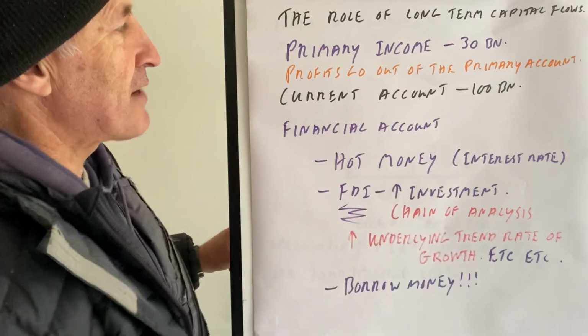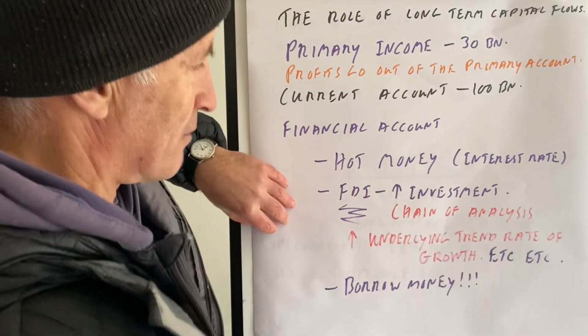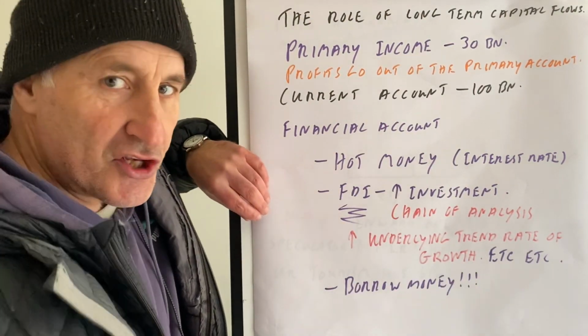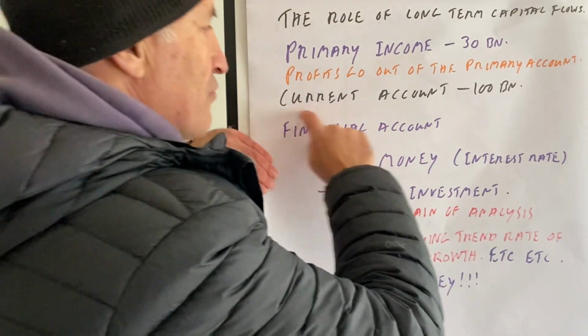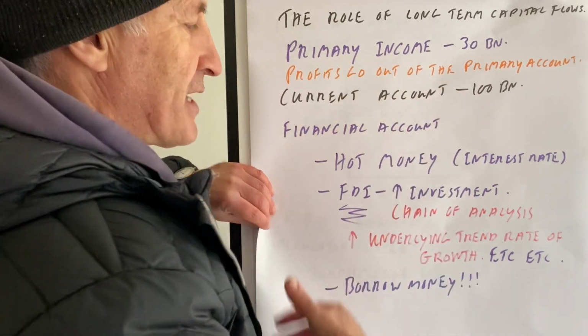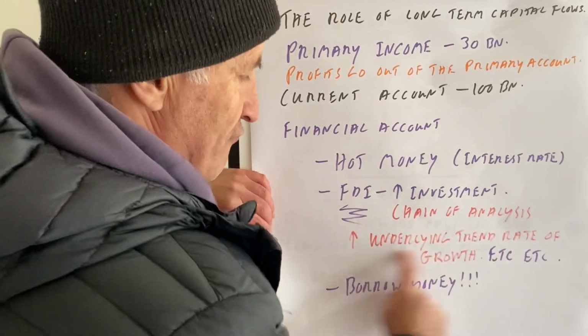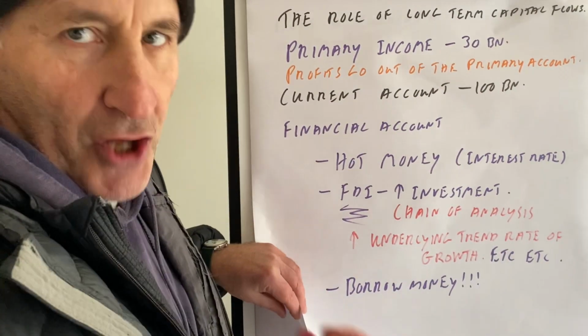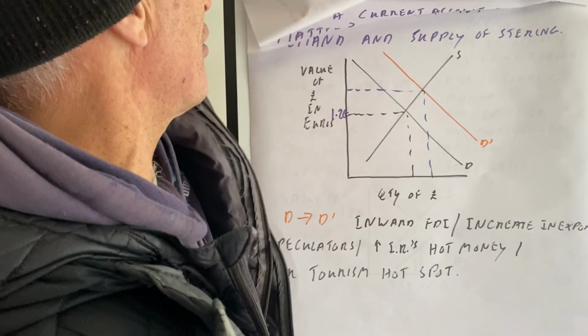The role of long-term capital flows, you all know that, is FDI comes into the UK through the financial account and pays for our trade deficit. It does affect the primary account, but overall it's a good thing. It increases the underlying trend rate of growth, and it means we don't need to borrow money, which is obviously really good.